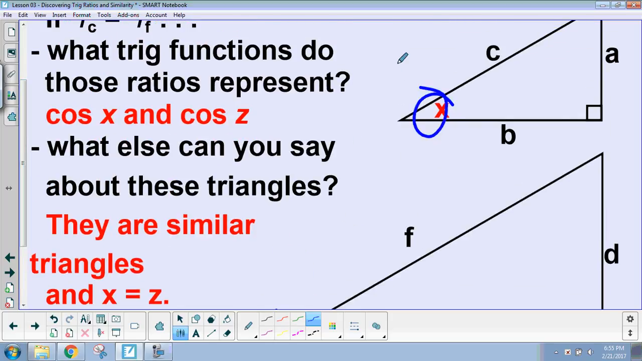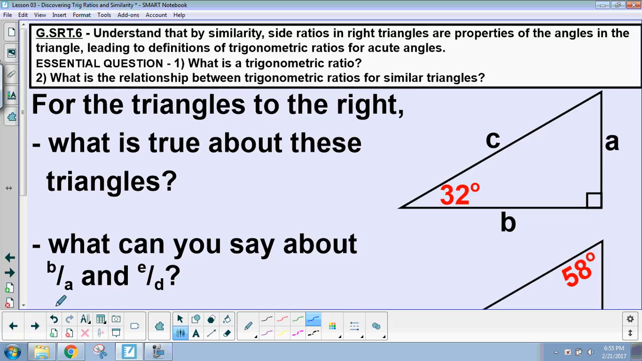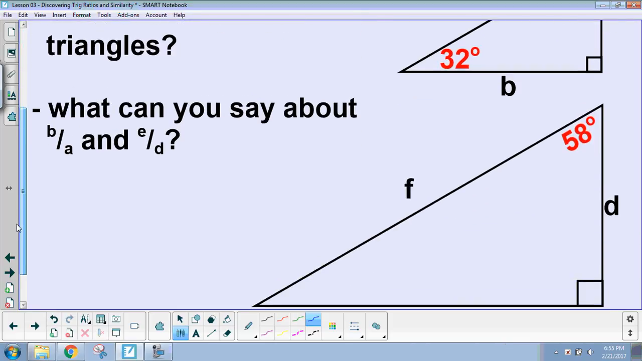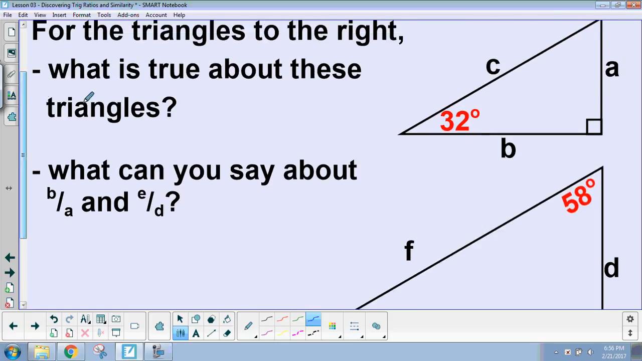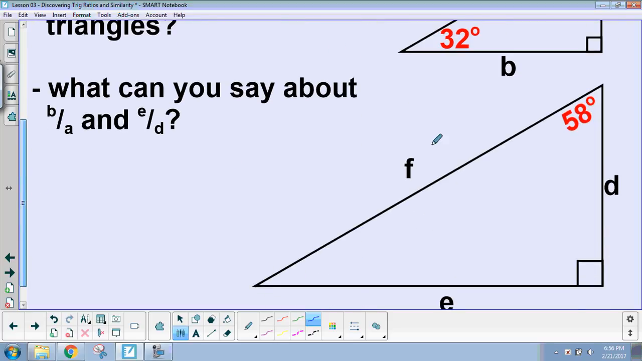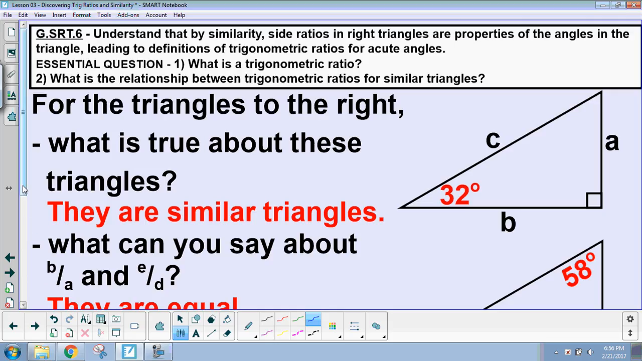What's true about these triangles? Now, being that 32 is up here, well, wouldn't 58 be up here? And if 58 is in this taller one, wouldn't 32 be down here? Guys, these triangles are similar too. They are similar triangles, they are equal. Okay? Remember, interior angles of a triangle add up to 180.